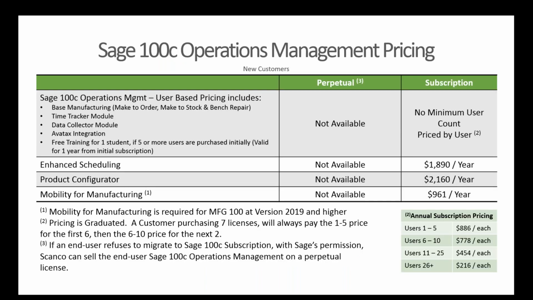And then, of course, this is the pricing, again, on Sage 100C Operations Management. Not really going to go over all this. This is on the Sage price sheet. Tiered pricing, same thing. There is no minimum user count. However, if the end user wants to send somebody to training for free, it's a minimum 5 users, and that is valid for 1 year from the initial subscription date. If they don't take it in the first year, we don't honor that, and they lose that training course. So just want to make that clear as well.